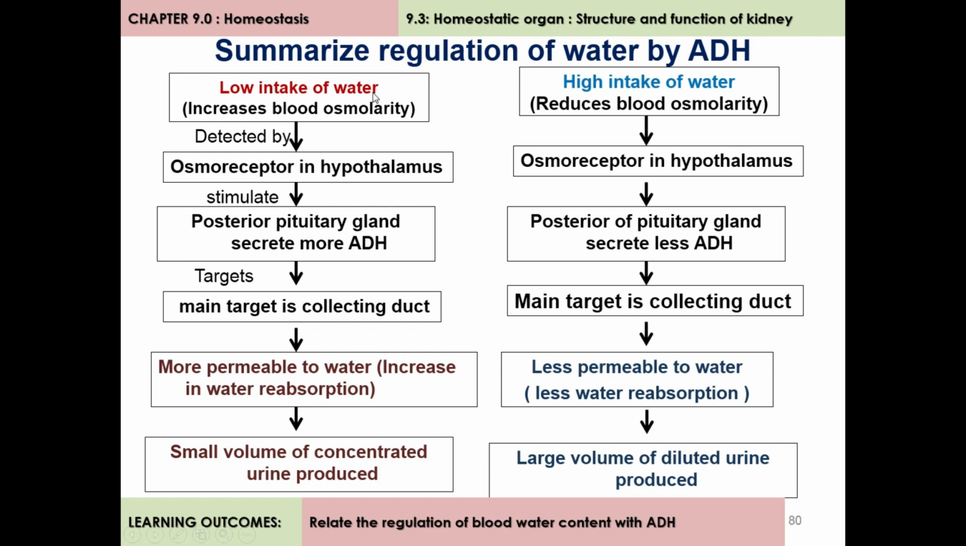Okay. Ulang balik. Yang pertama ialah low intake of water, increase blood osmolarity. Okay. So, detect by osmoreceptor in hypothalamus, stimulate posterior pituitary gland to secrete more ADH. Apa yang ADH dia akan buat, dia akan pergi kepada collecting ducts. Dia akan menyebabkan collecting duct more permeable to water. Bila more permeable to water, what happen is increase water reabsorption, small volume of concentrated urine are produced. Okay, itu untuk low intake of water. That's why air kencing kita akan jadi pekat.